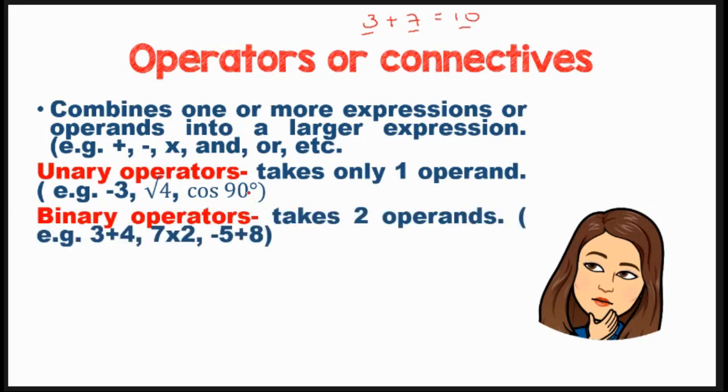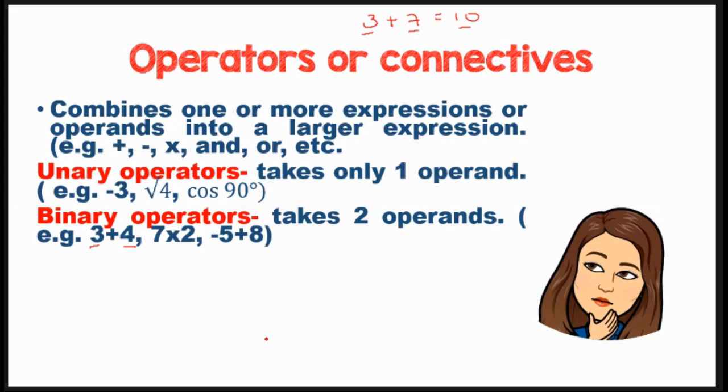Okay? Now, let's go to binary operators. It takes two operands. Sabi nga natin, binary by dalawa. So, 3 plus 4. We have two expressions here, 3 and 4, connected by the connective plus. We have, for the second example, 7 and 2. The connective or operator is the multiplication operation. And for the last one, we have negative 5 plus 8. Again, we have two expressions, negative 5 and 8, and then the connective is plus. I hope that was clear.